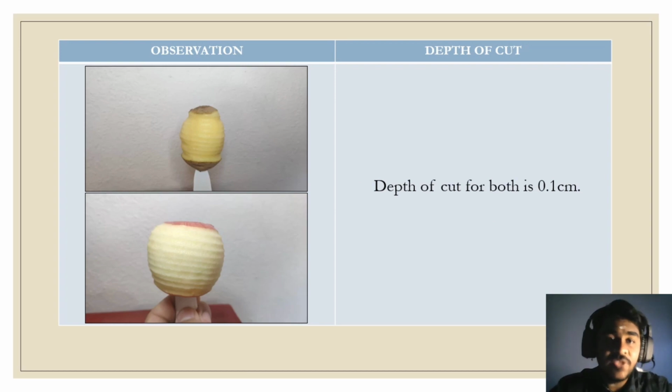Next is the observation of our product analysis. So the depth of cut for both is 0.1. The top picture is the potato and the second is the apple.